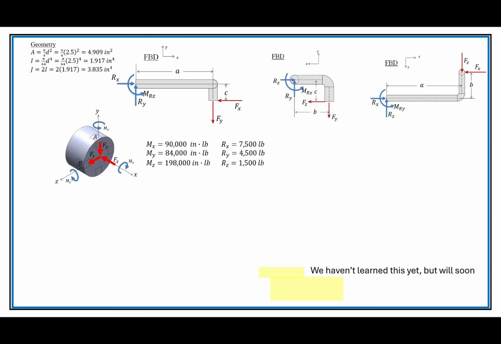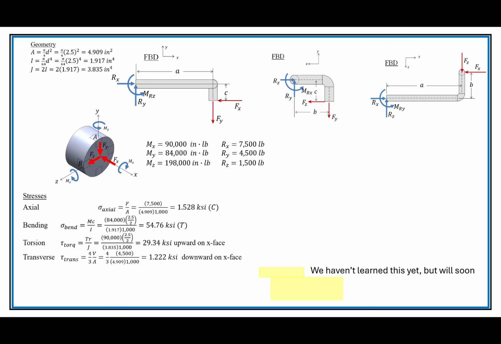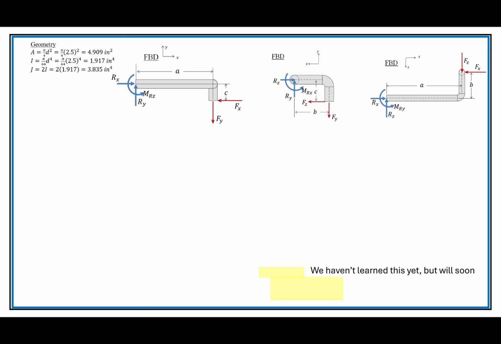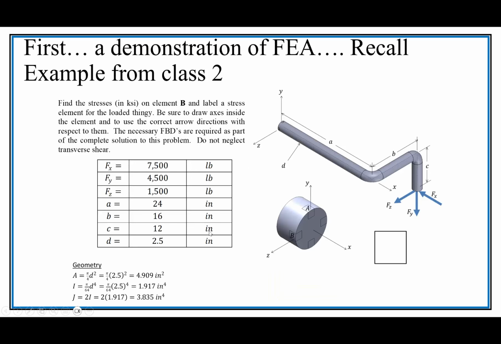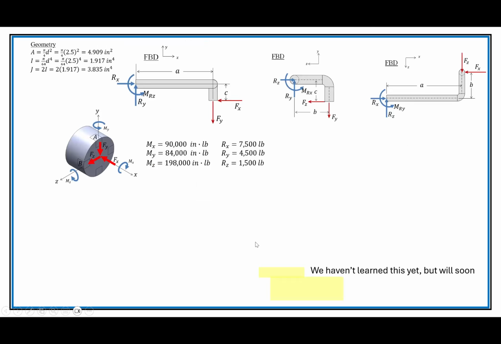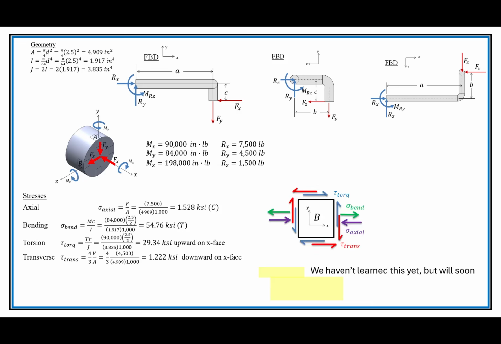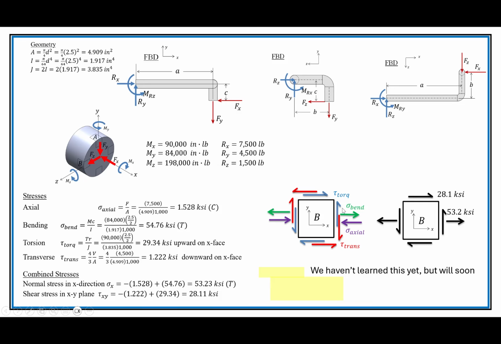Here are the free body diagrams and the equivalent moments that get generated, and the stresses for a particular spot. That's what I want to do here, is look at a point. So this point B right here that we're looking at. Combining those together, where we have bending and axial combining for their normal stresses, and torsional shear, this is the 29.34, and the transverse shear. And there you go. There's the answer.